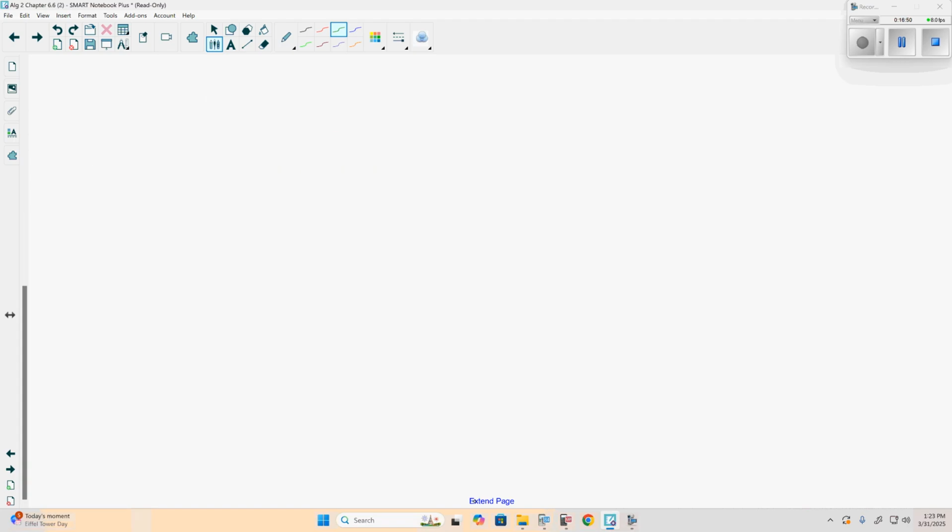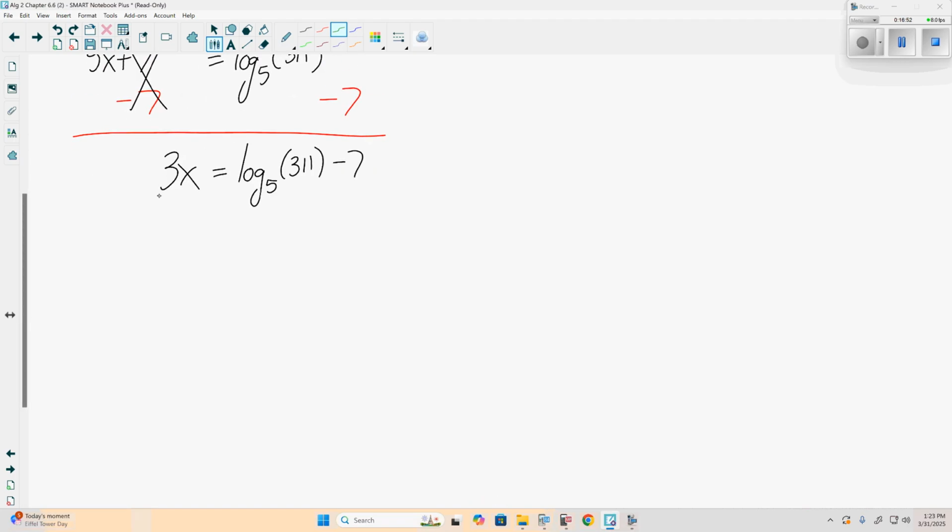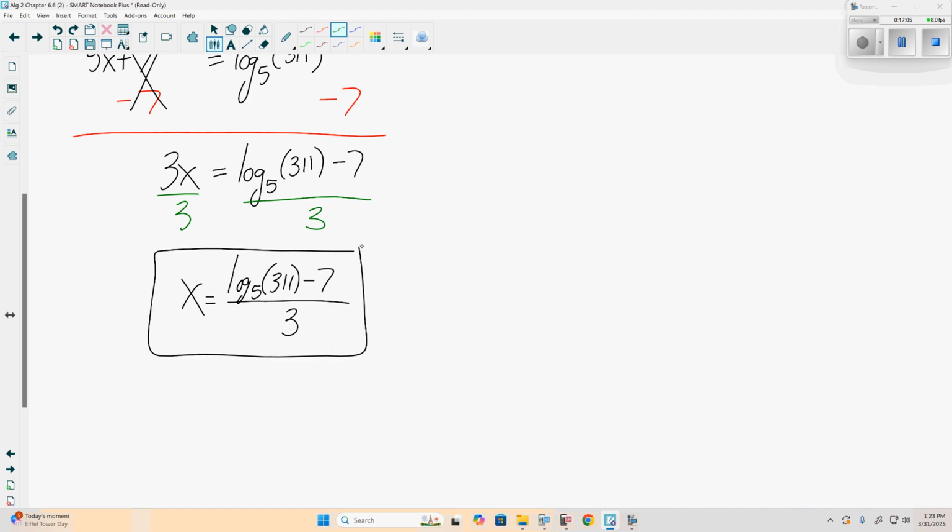And what do we have to do last? Divide by 3. Telling us that x is log base 5 of 311 minus 7 over 3. And that's it. Because we can plug it into the calculator at this point, get the decimal approximation, but that's it. That's as far as you have to take it.